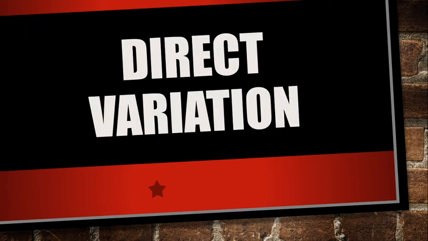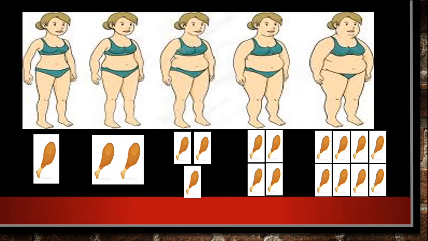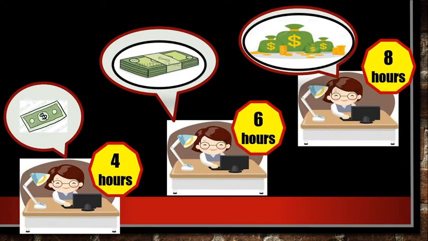Direct variation. I will show you a picture that shows an example of direct variation. There is a lady that becomes bigger and bigger as she eats more fried chicken. Another example of direct variation, there is an employee that works for a long time. So the more she gets money, the longer she works.